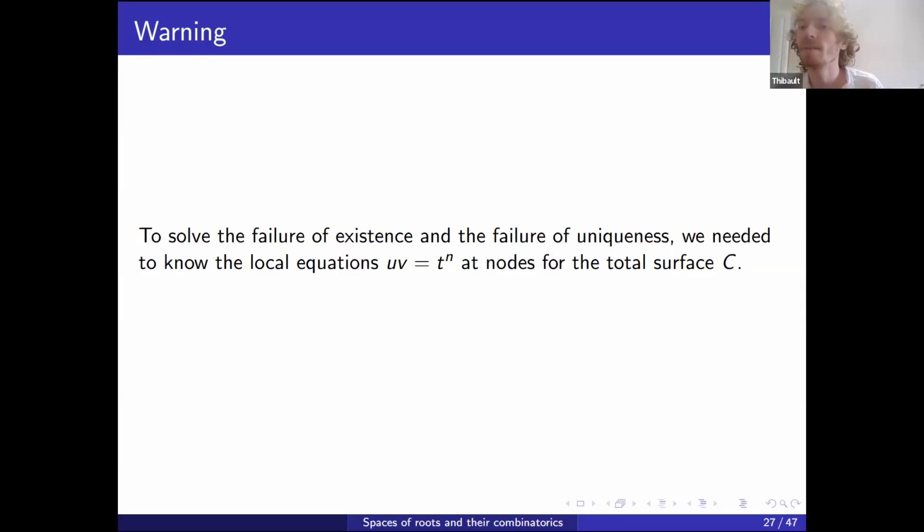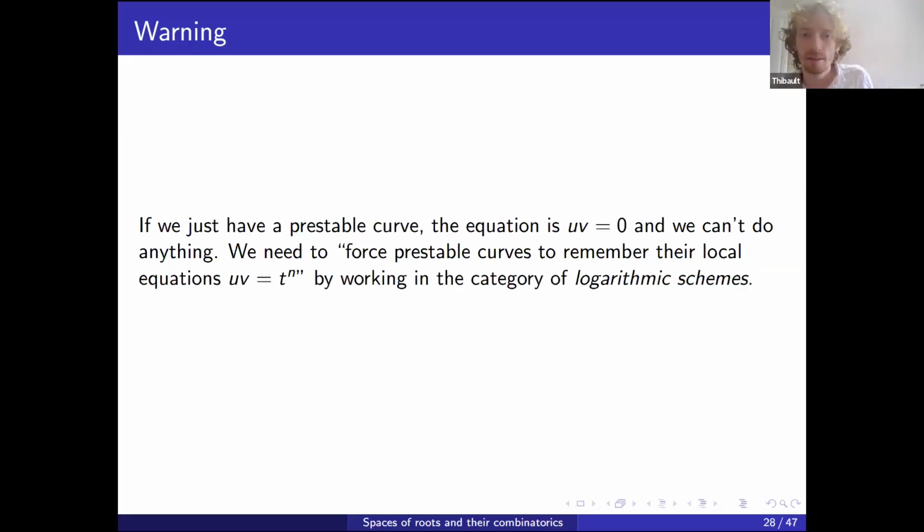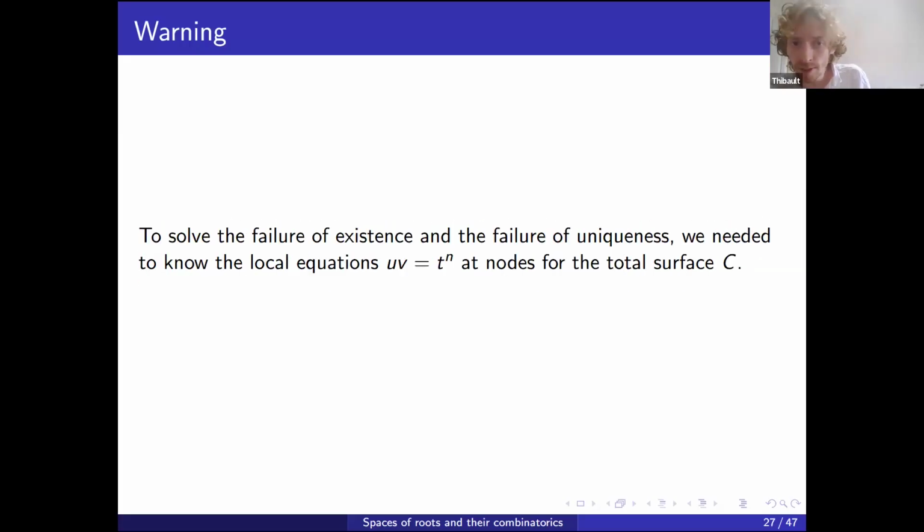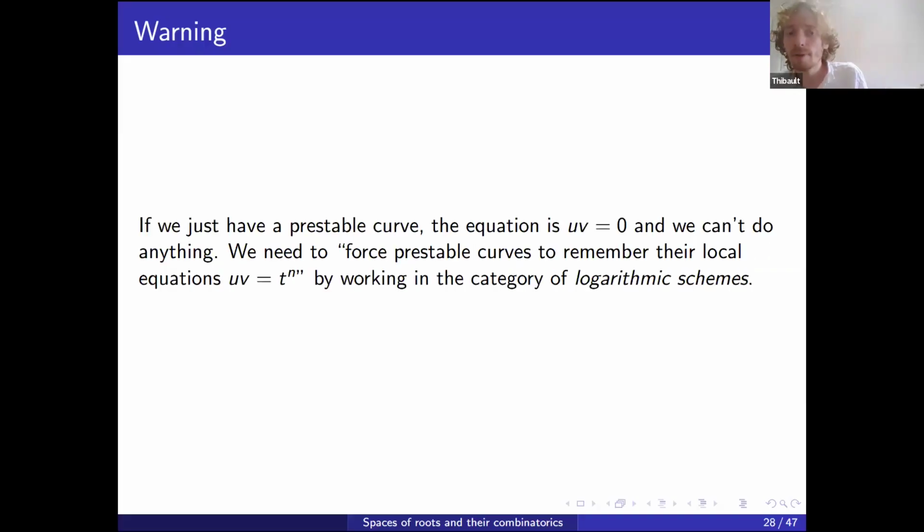And same thing, if I just had a nodal curve and nothing else, I wouldn't be able to take a component and extract a line bundle out of it, right? I need an ambient space in which this is the normal bundle. So I need these local equations uv equals t to the n. If I just have a pre-stable curve, the equation is uv equals 0, and neither my solution for the existence problem nor my solution to the uniqueness problem work.